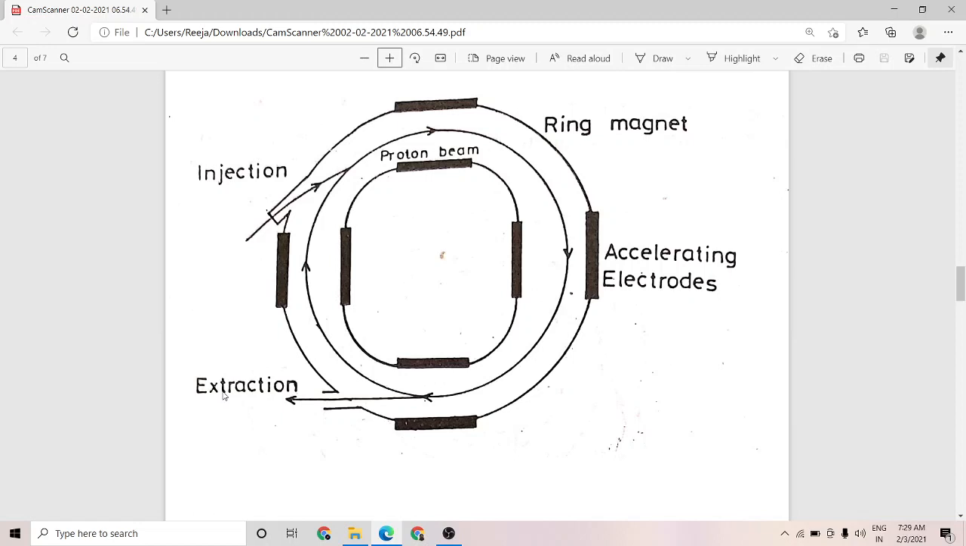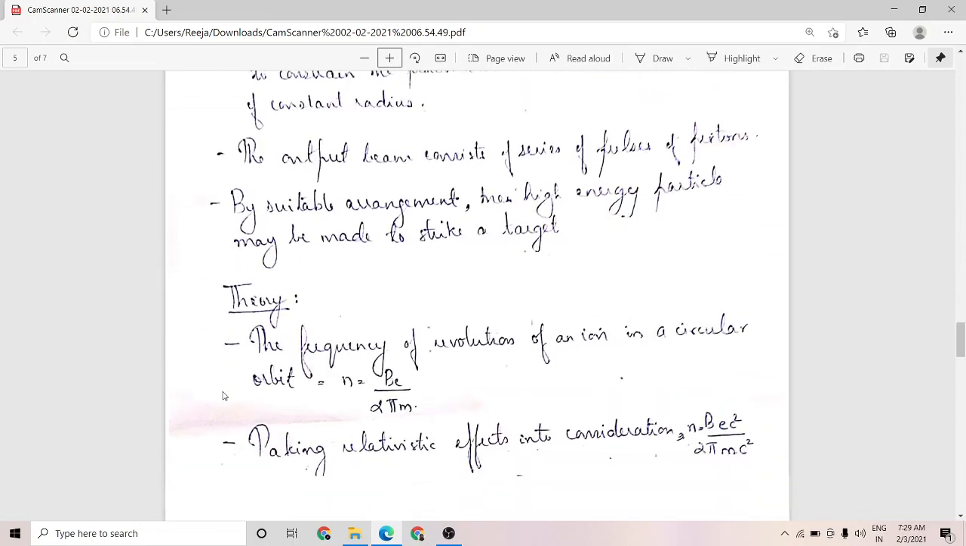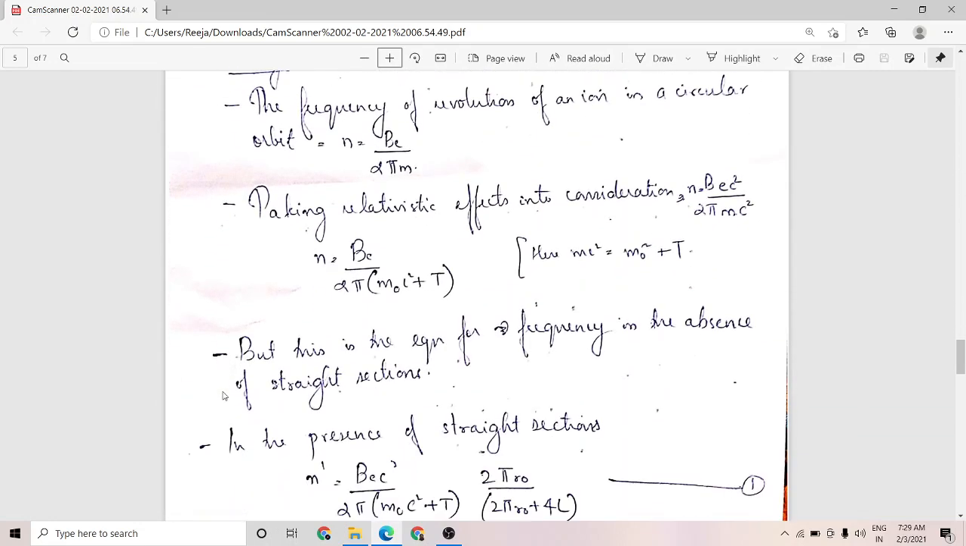Next, the theory. What is the mathematics behind this entire process? Now, the frequency of revolution of an ion in a circular orbit, we have already calculated that. In the case of a cyclotron, the frequency of revolution of an ion in a circular orbit is given by n equal to Be by 2 pi m.